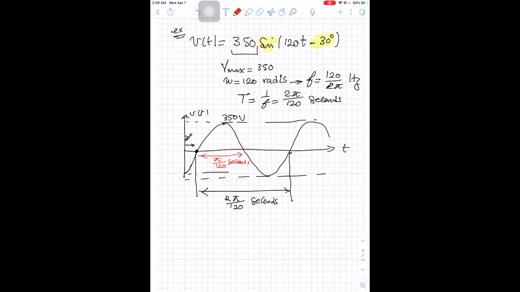As angles, if we start here at 30, 0, so here is 30 degree, here is 120, here is 210, and so on.